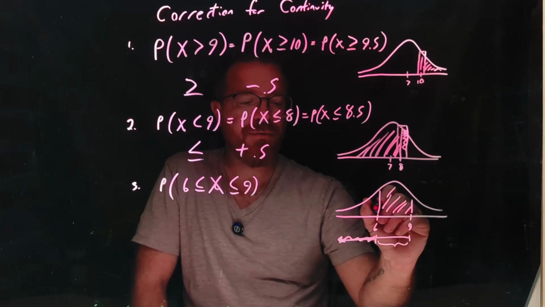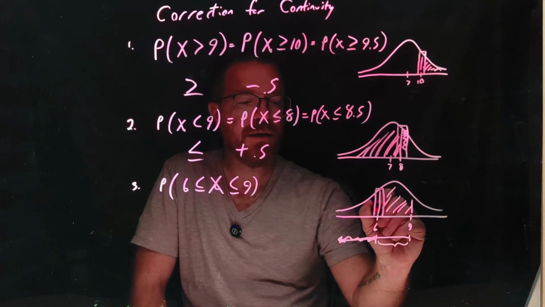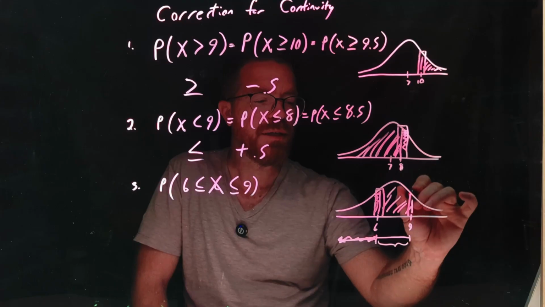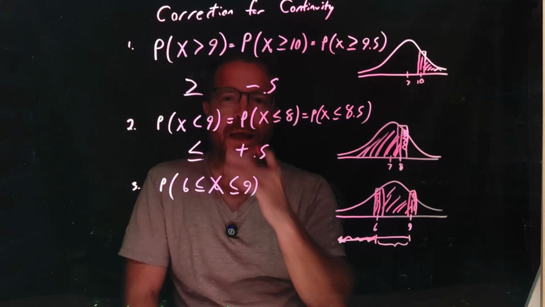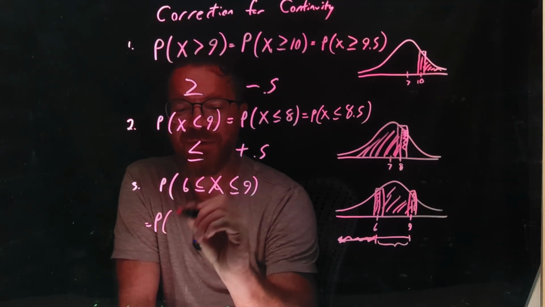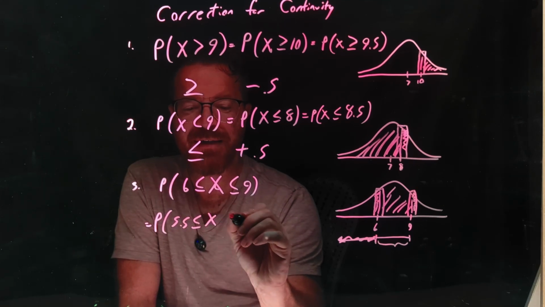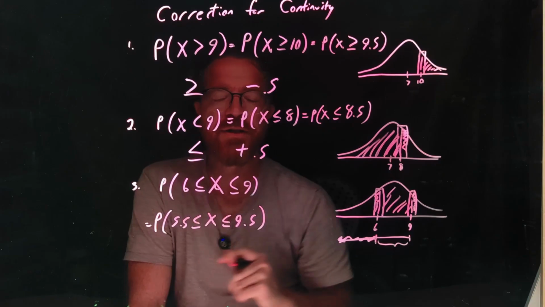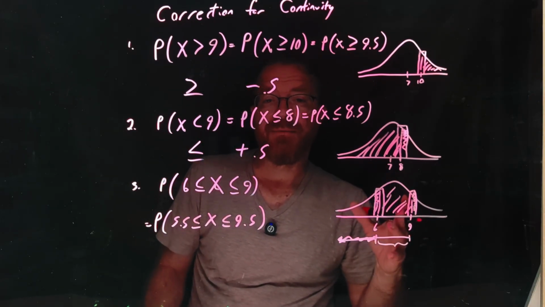But we also have to account for correction for continuity, because when we're finding the probability to the right of 6, we're missing out on this half of 6. When we find the probability to the left of 9, we're missing out on this half of our probability. So in this case, you have to subtract 0.5 from the 6. So this would be 5.5 is less than or equal to x is less than or equal to, and add 0.5 to the 9. So you're going to subtract 0.5 from the lower value, and you're going to add 0.5 to the upper value.